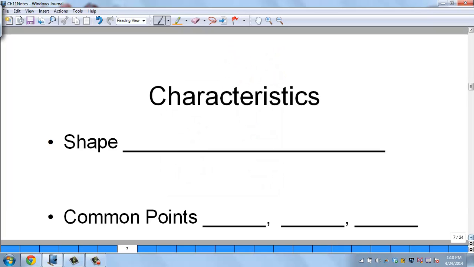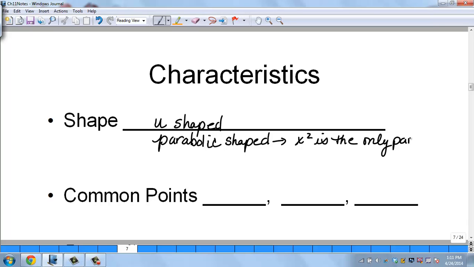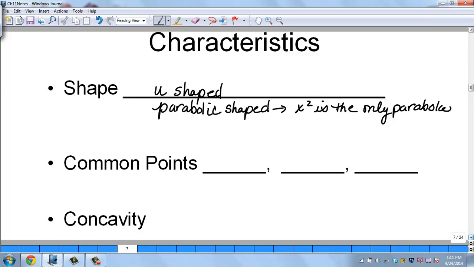So we're going to call these U-shaped graphs. And when they're U-shaped, you could say they're parabolic shaped, which sounds like parabola. But I want you to know the true x squared is the only parabola. You can't call x to the 4th a parabola. You can say it's parabolic shaped, which looks like a U, but really the only parabola is x squared. Okay? The common points that even power functions have are (0, 0), (1, 1), and (-1, 1).